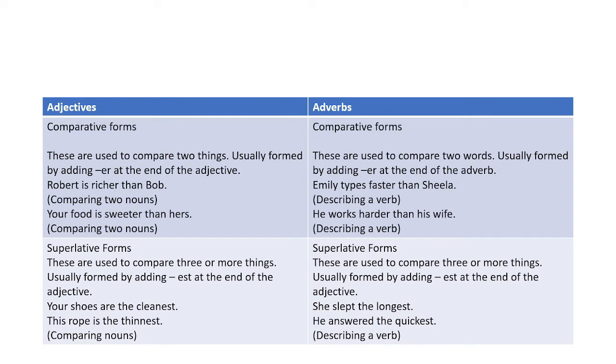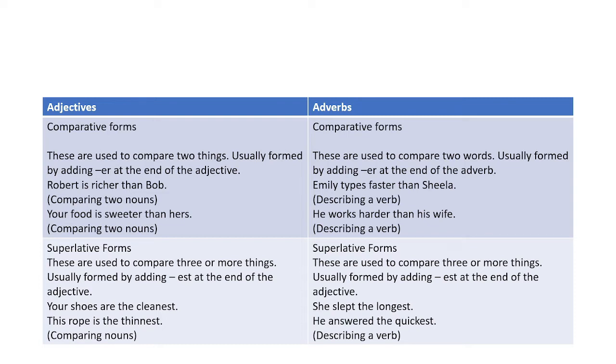Now let's move to the comparative forms of adjectives as well as adverbs. These are used to compare two things, usually formed by adding er at the end of the adjective. For example, Robert is richer than Bob. Here we can say that Robert is a noun and Bob is also a noun. So here we have used the word richer, that is the adjective, and here we are comparing Robert to Bob. Next example, your food is sweeter than hers. Again here the comparison is between the two nouns, your food and hers.